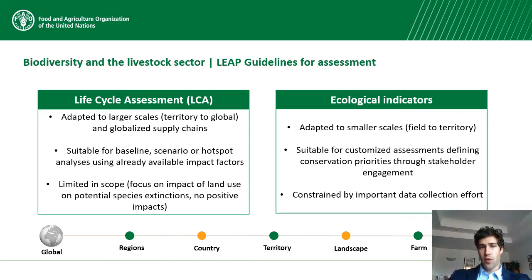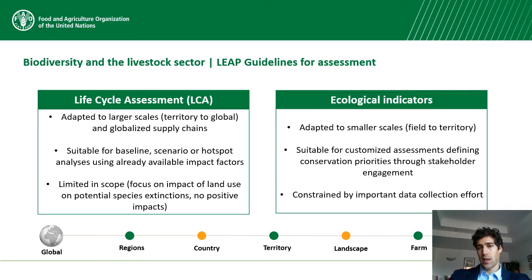It's suitable for comparing baseline and scenario and for revealing hotspots of impacts along the chain or geographically. One limitation of LCA is in its scope. The fact that current LCA methods for biodiversity focus on impacts through land use. They focus on a few biodiversity metrics, such as species abundance or species extinction, and they don't do a very good job at the moment to reflect positive impacts.